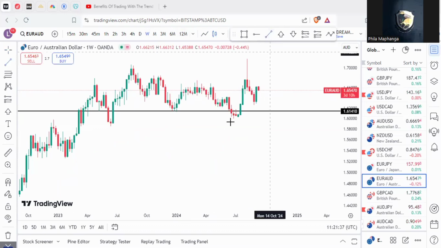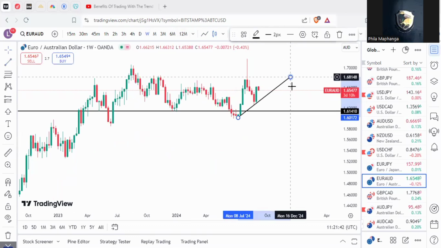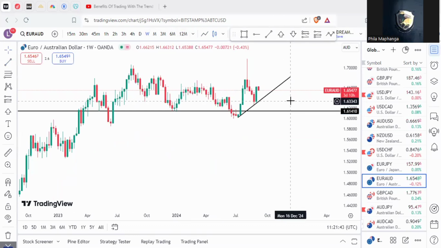On a weekly time frame, this is what I have. The trend line that is corresponding with the direction of the market. This trend line that we have says that you're supposed to push the market up.